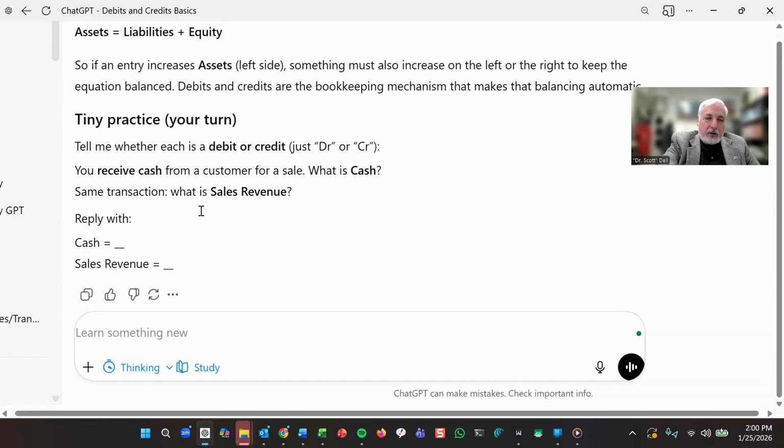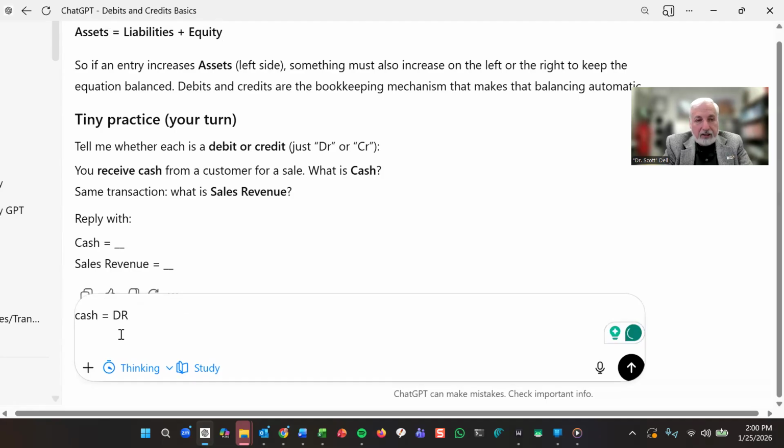So tell me whether each is a debit or credit. Receive cash from a customer for sale. What is cash? And what's sales revenue? So let's see, what do we say? You receive cash, cash is increasing. I believe that chart had cash on the left, increase of cash, increase in asset is a debit. And shift return, by the way, gets you to the next line when you're responding to something like that. And I'm going to go with sales revenue as a credit.